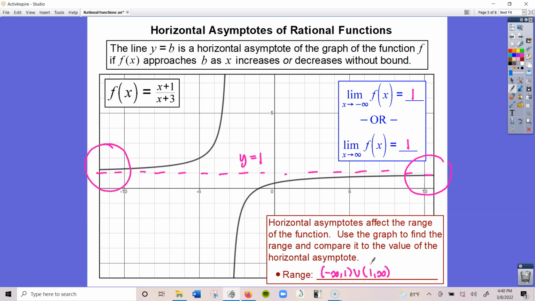And again, I'm using those parentheses. I forgot to mention this earlier, but I use those parentheses with those numbers because those numbers are not included. But we want to make sure that we include all of the numbers that get really, really close to that number.